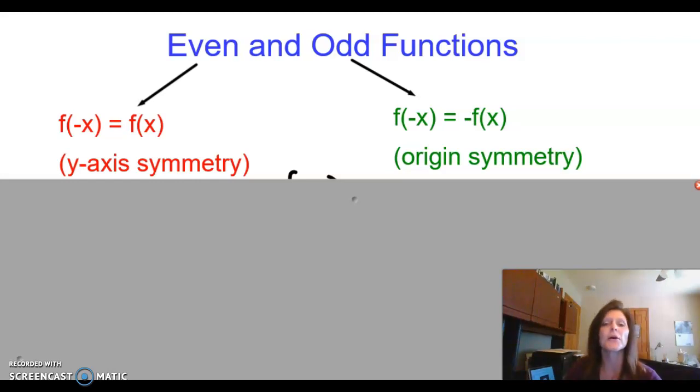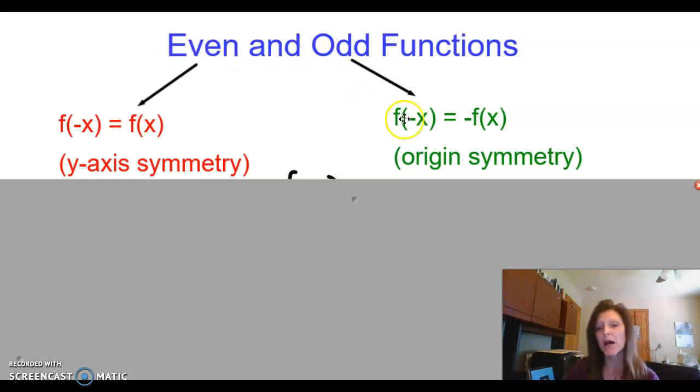Let's talk a little bit about even and odd functions. It's actually a very simple definition. If I have f of negative x and it equals f of x, that means I have an even function. Whether I put in a positive 2 or a negative 2, I'm going to get the same answer. Well, if I get the same y value, the same answer for positive 2 and negative 2, what I'm saying is I have y-axis symmetry.